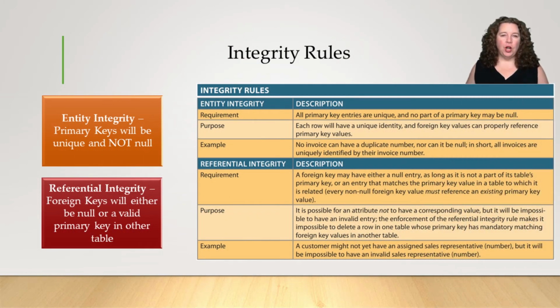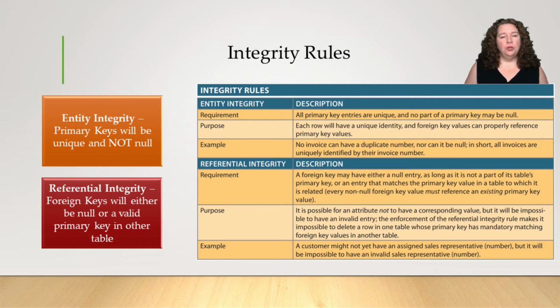A quick word on integrity rules. There are 2 different types of integrity rules we're going to talk about for this slide: entity integrity and referential integrity. An entity is the table itself. So think of it as guaranteeing that the table is good. It has integrity. It's going to do exactly what it's supposed to do, and it's not going to break. To have entity integrity, you must ensure that your primary key is unique and not null. Very important. You cannot have a null primary key.